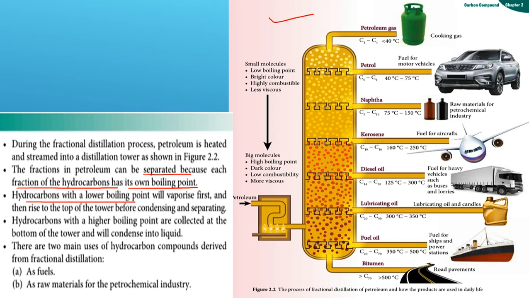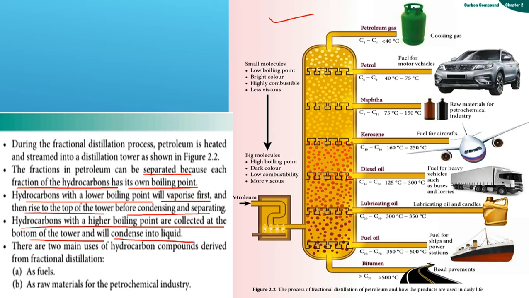Hydrocarbons with a lower boiling point will vaporize first, and dia akan rise to the top of the tower before condensing and separating. So here, siapa yang ada low boiling point, dia yang duluan vaporize. Selepas itu, dia akan naik ke atas tower itu sebelum dia separate lah into dia punya fraction. Hydrocarbons with the higher boiling points are collected at the bottom of the tower and condensed into liquid.